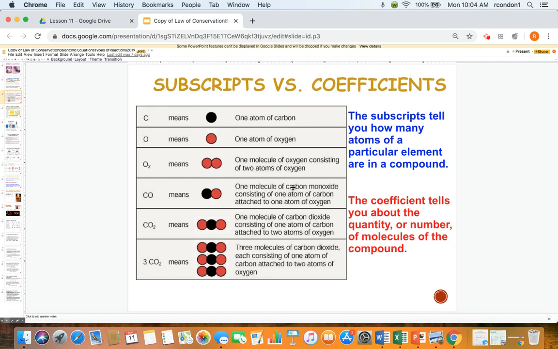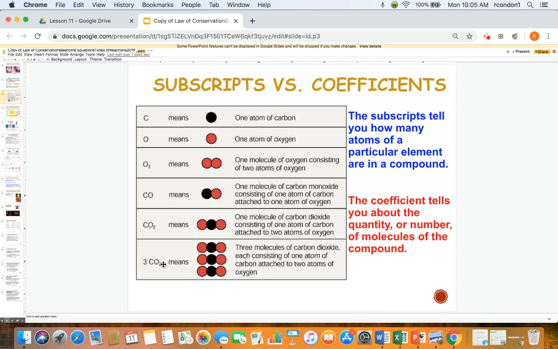So let's talk about subscripts versus coefficients. Subscripts are going to tell you how many atoms of a particular element are in a compound. So for example, this O2 means that 1 molecule of oxygen consists of 2 atoms of oxygen, versus this O means that there's just 1 atom of oxygen. Same for here, CO means this is what it looks like, CO2, there's 2 oxygens, but the coefficient tells you the number or quantity of molecules of the compound.